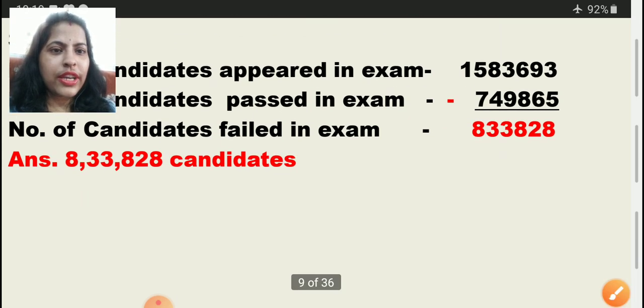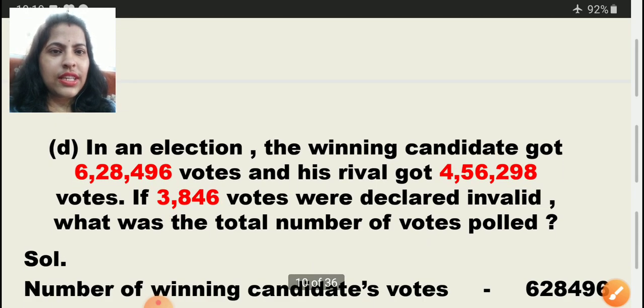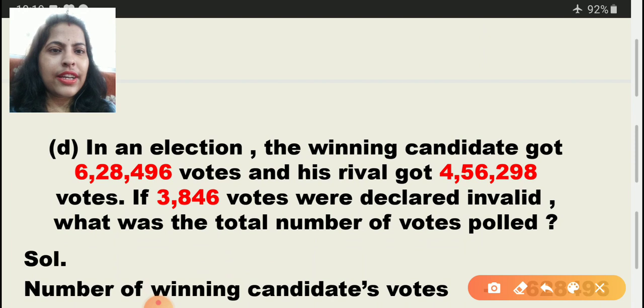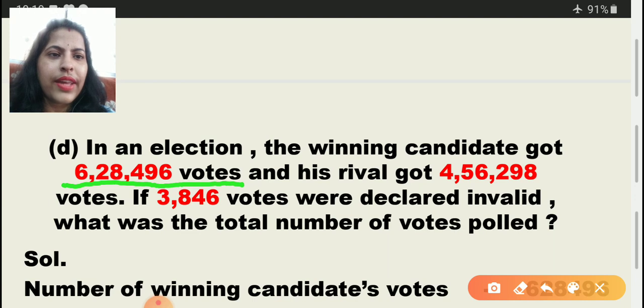Okay, we'll move to the next question, which is: in an election, the winning candidate got 6,28,496 votes and his rival got 4,56,298 votes. Rival means, in an election there are two types of candidates. One is the winning candidate and one is the rival, meaning the candidate who loses the election.